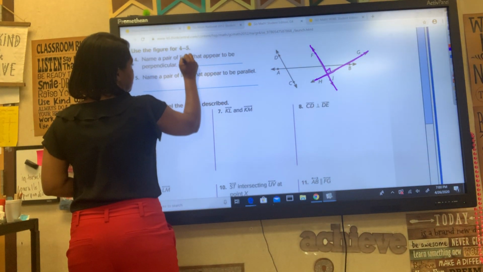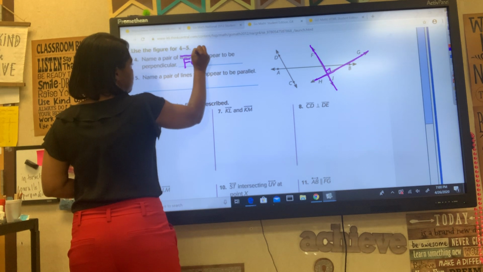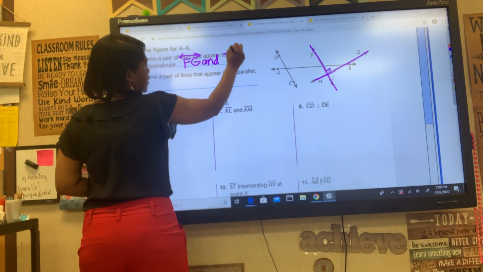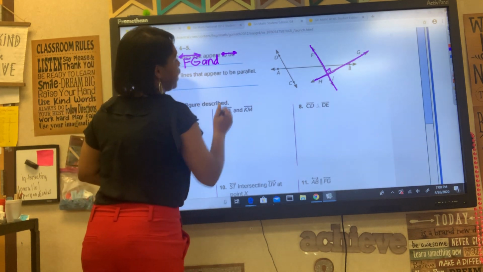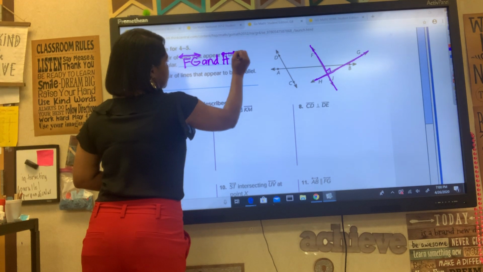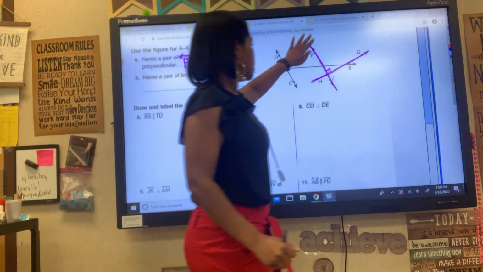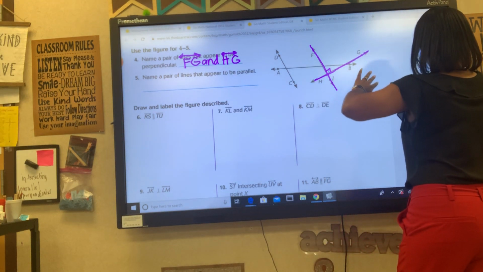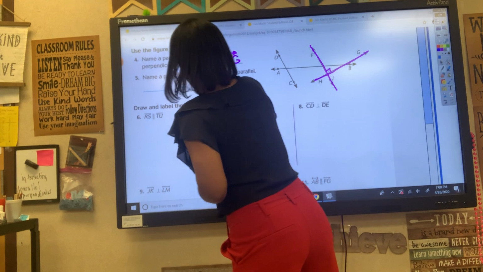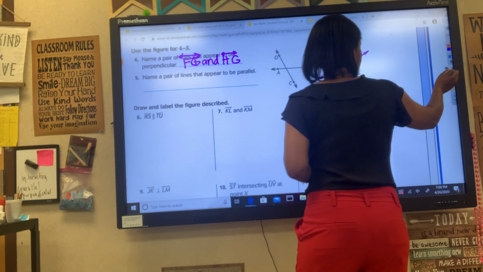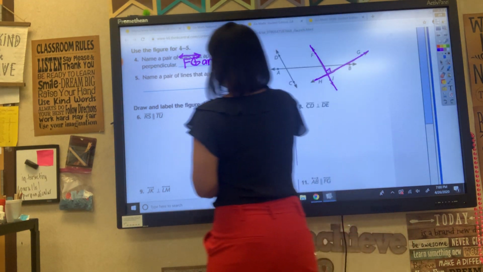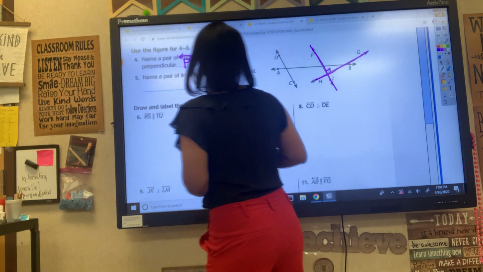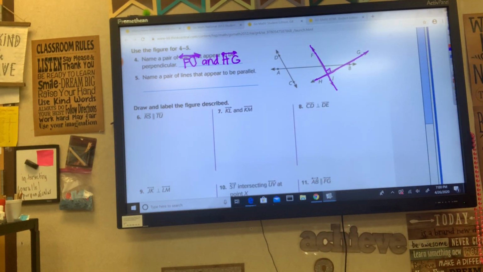I can write my line symbol above, line FJ, and line symbol HG. Line FJ and line HG.